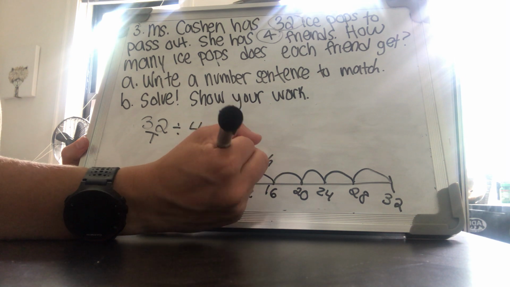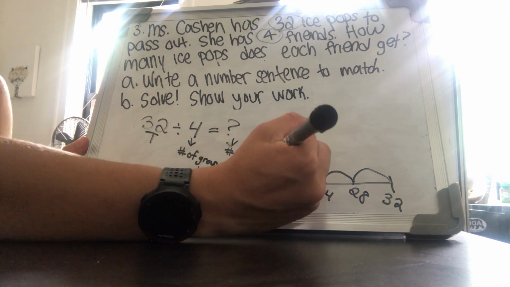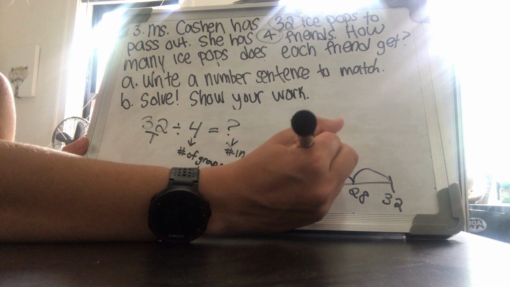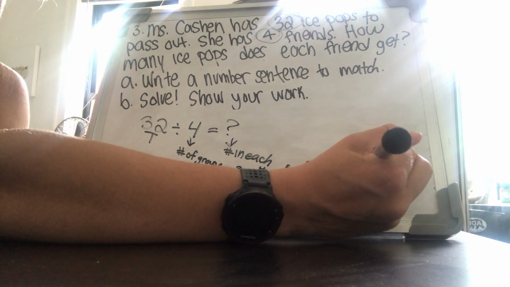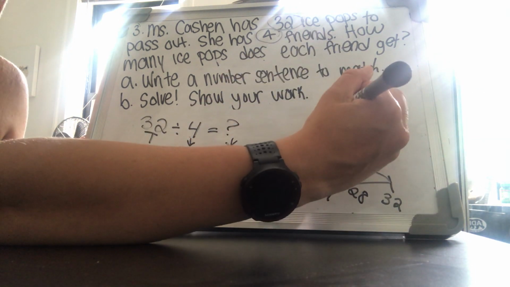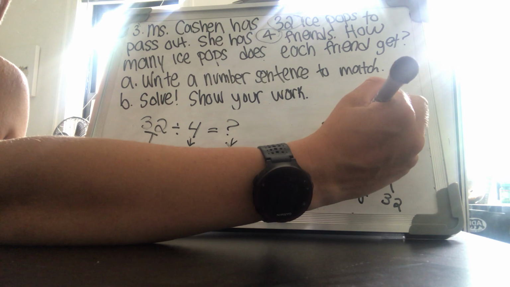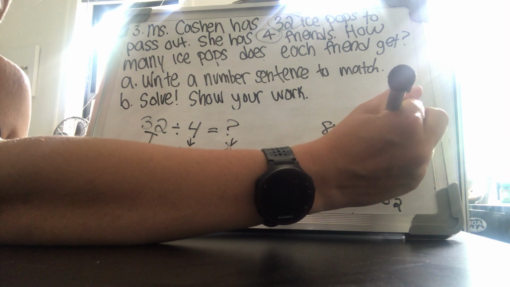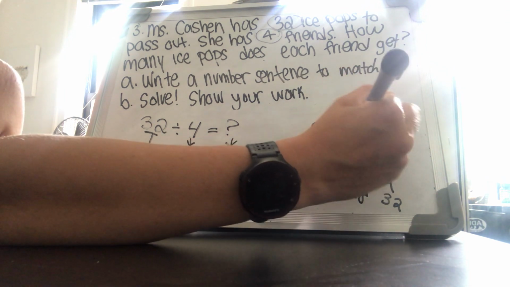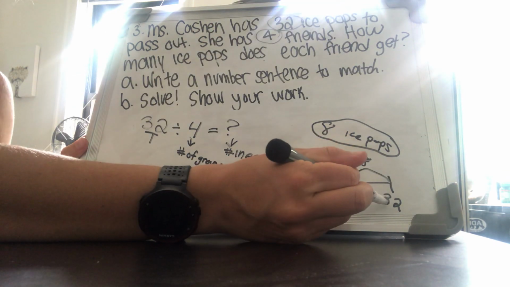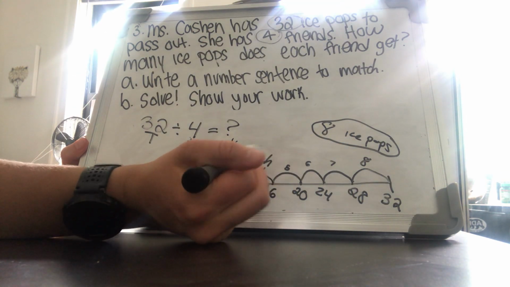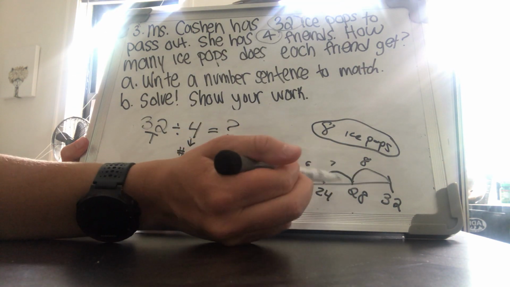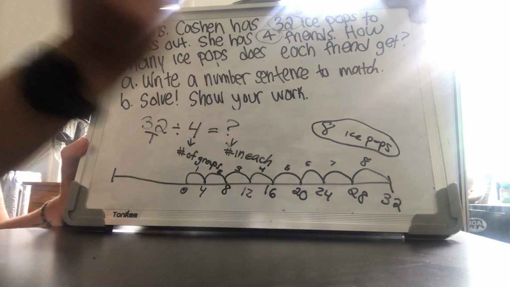Now I have to count my hops. 1, 2, 3, 4, 5, 6, 7, 8. So each kid gets 8 ice pops. I figured that out by using the total and counting back by the part I know, the number of groups, to find the number in each.